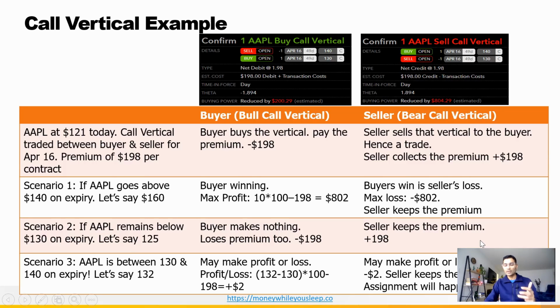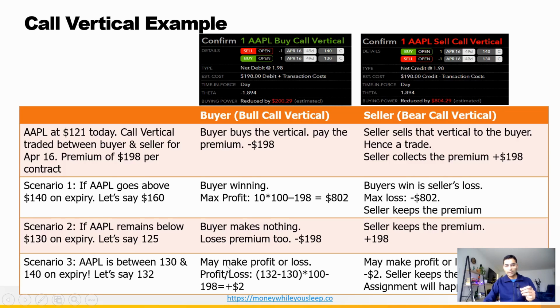So the third case is very interesting, where Apple will remain between 130 and $140 on expiry. And let's assume it will be $130. So what will happen? When the stock price on the expiry date remains between these two strikes, it becomes very interesting. And depending on the stock price, there is a possibility that the buyer or the seller will make a profit or a loss. So let's see how it is going to work.